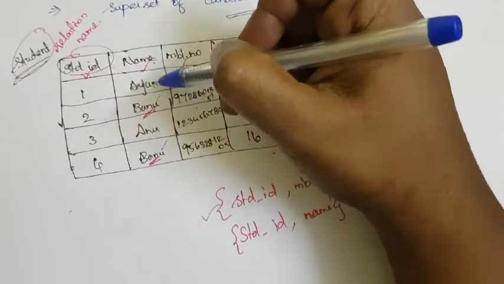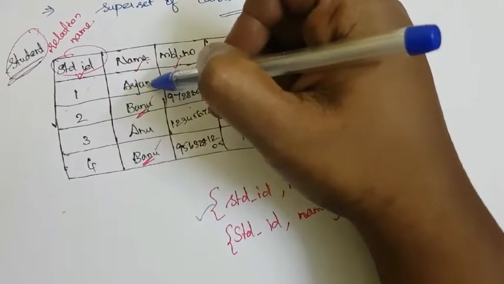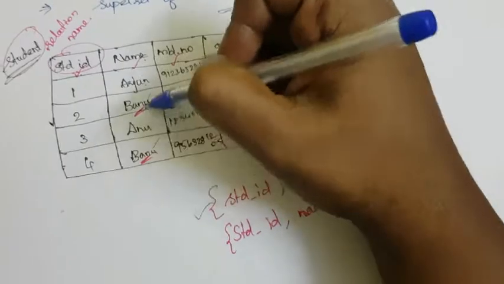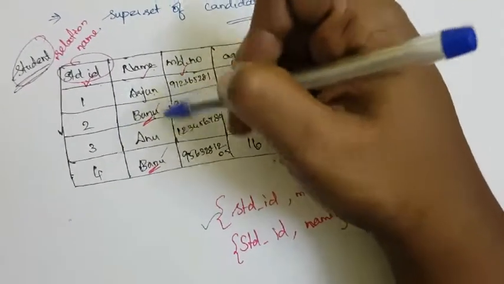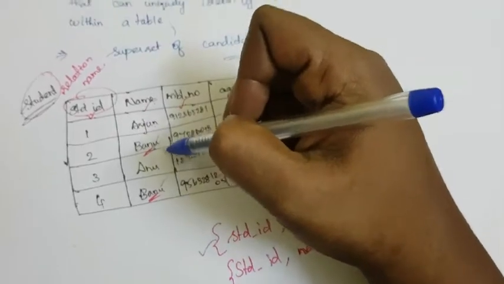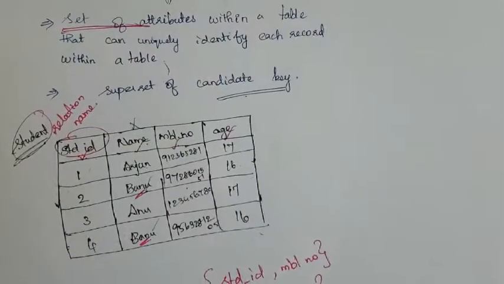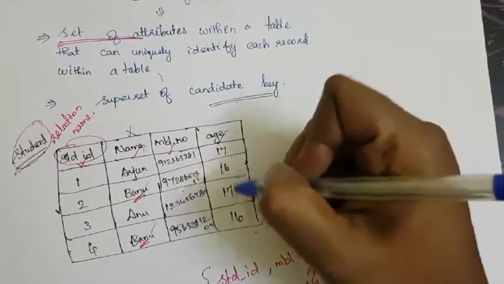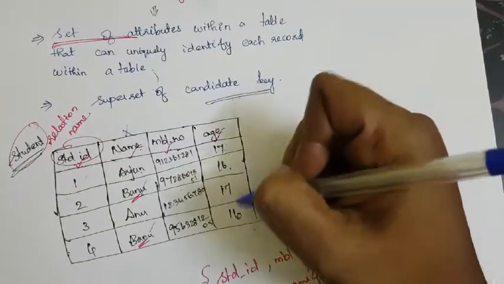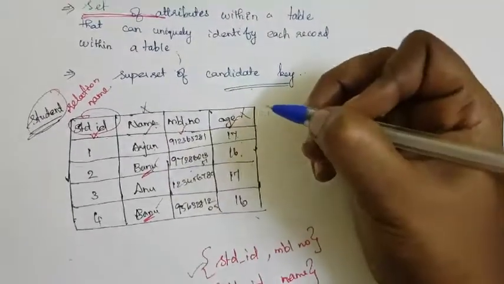See, look at this name. This is not a candidate key. Why? Because Banu is repeatedly coming, right? So here the values are not unique. So this is not the candidate key. Name is not the candidate key, as well as the age. Look at the age. These two persons are sharing the same age, and these two persons come under the same age. So this also will not be a candidate key.